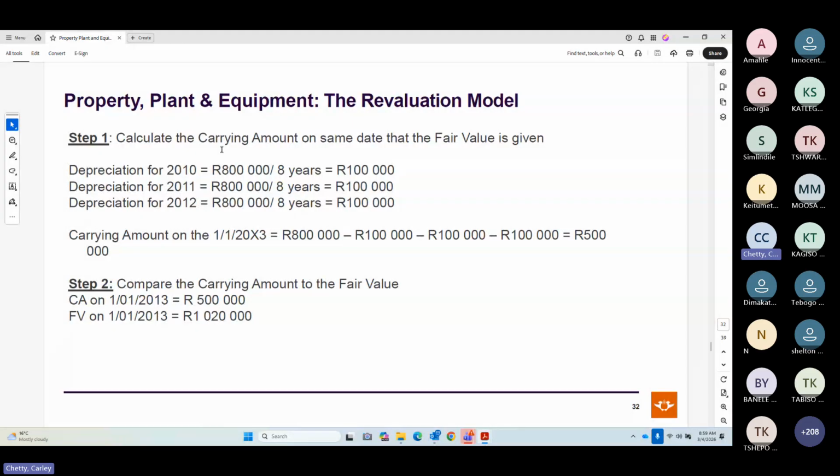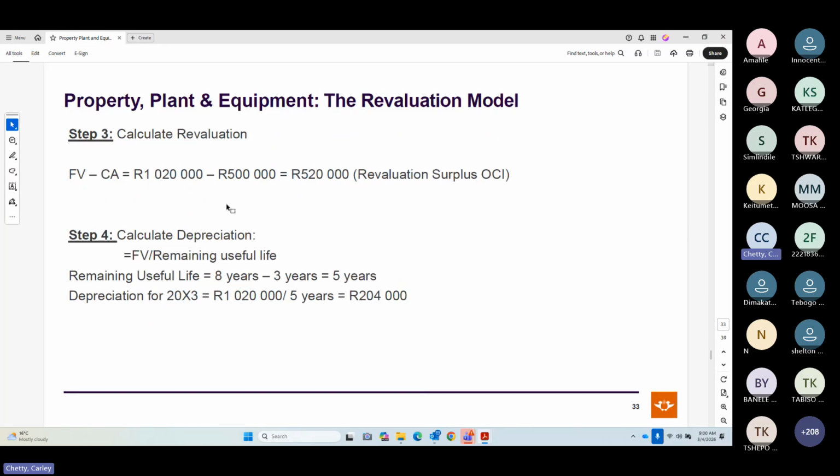So now we're going to compare the carrying amount to the fair value. We have calculated the carrying amount in step 1. The carrying amount was 500,000 and the fair value was given to us as 1,020,000. So here we have a fair value that is higher than the carrying amount. So now we need to determine, do we have a revaluation? Yes, we do. The fair value is higher than the carrying amount, so we are going to increase the carrying amount to the fair value.